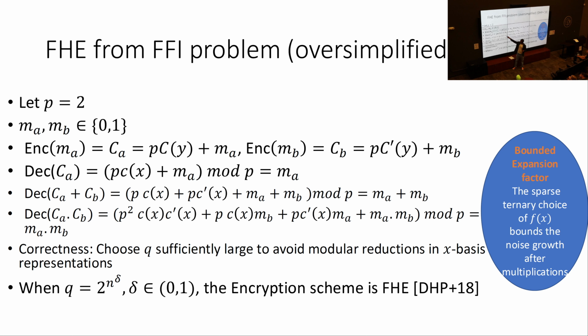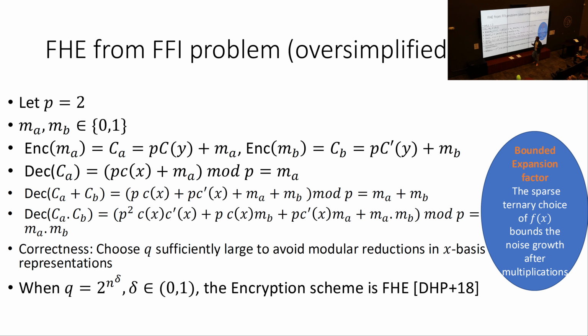And since this part is very small, if you take this mod p operation, everything cancels out, and you get the bit that was encrypted. It's very simple, right? What you can also do is add two ciphertexts and decrypt them, and the thing that you will get is basically the addition of bits.